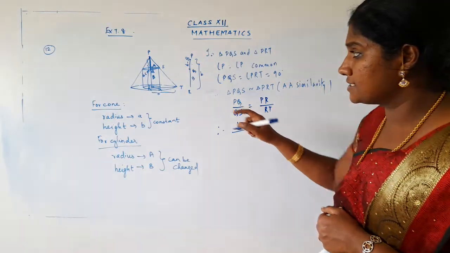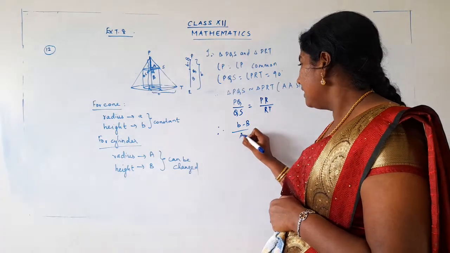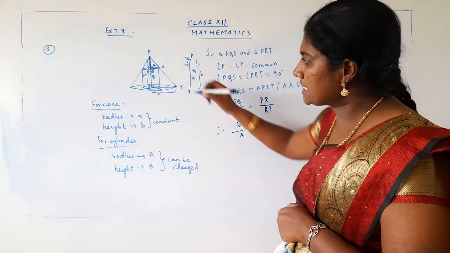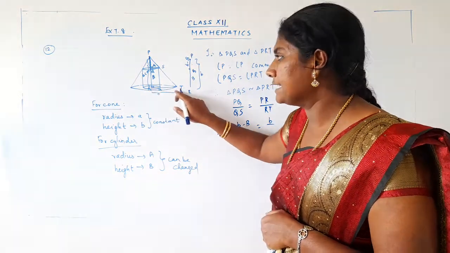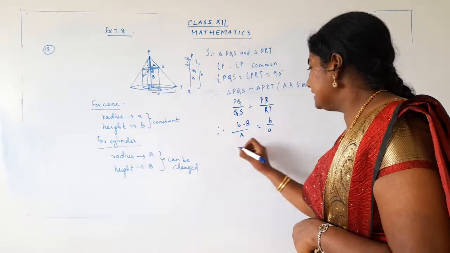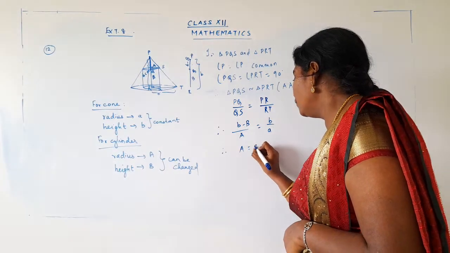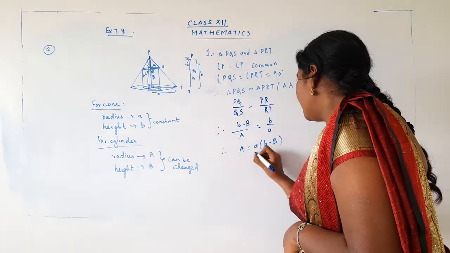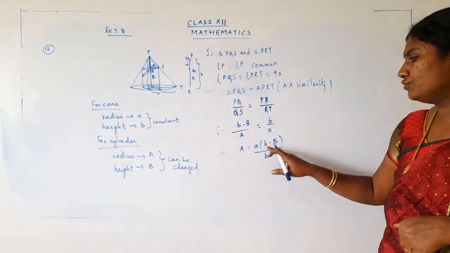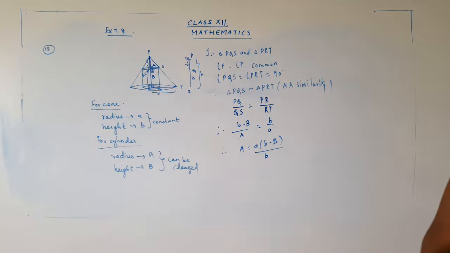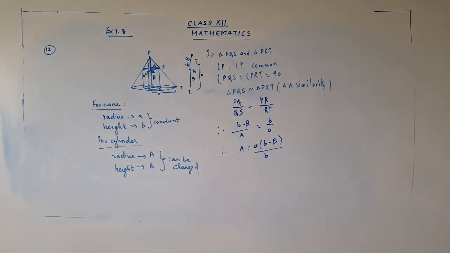What is QS? QS is capital A. And what is PR? PR is small b. And what is RT? RT is small a. So now just get the answer in terms of A. So I get a is equal to A into b minus B upon b.